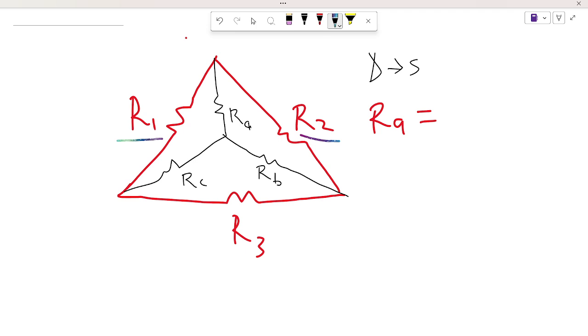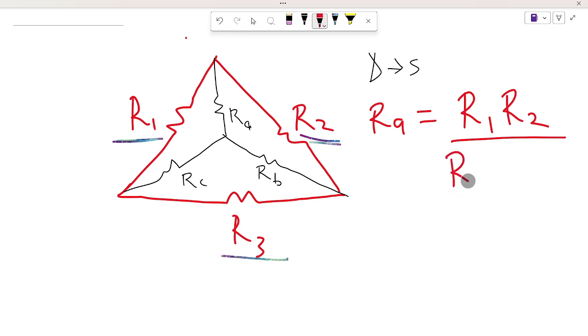So those are the ones that we are going to have as our numerator. Usually the ones that are adjacent are going to multiply each other. So that's R1 times R2, and all over the sum of all the resistors present, so all over R1 plus R2 plus R3.